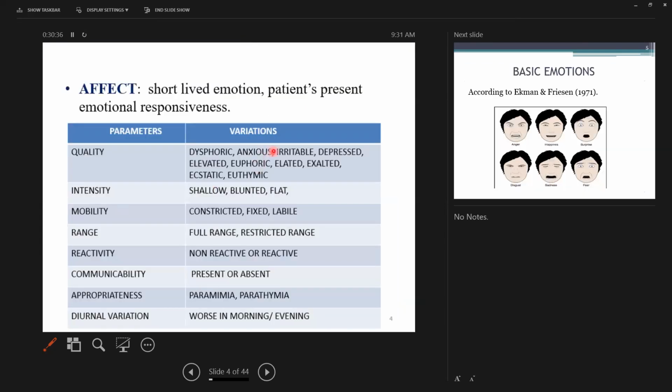Euphoria, elation, exalted, ecstasy. Ma'am, euphoria is basically an exaggerated sense of well-being. There are cheerful thoughts, and the response to depressive influence is not there. Elation is euphoria plus increased psychomotor activity. Exalted is elation plus a sense of grandiosity. And ecstasy is a sense of blissfulness, which we see in saints or religious persons.